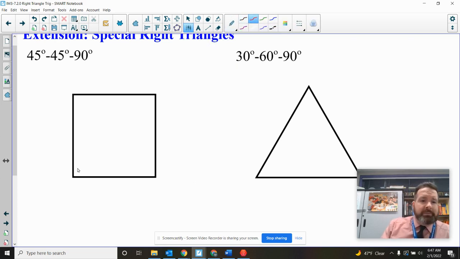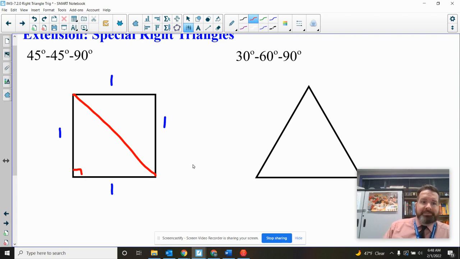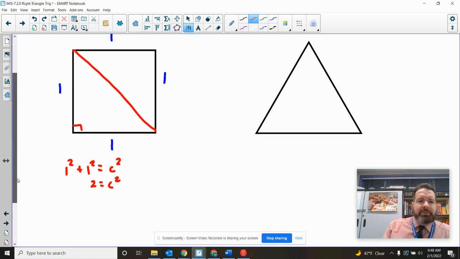For example, in this square, we know we have a right angle down here. I also know that in my square, all my side lengths are the same. So just for ease, I'm going to say this has a length of 1, therefore all the sides have a length of 1. The way you get your 45-45-90 triangle is to draw in the diagonal, and then figure out how long the diagonal is. Using your Pythagorean theorem, 1 squared plus 1 squared equals, let's call this c squared. Well, 1 plus 1 is 2. Do a square root, that means that c is the square root of 2.